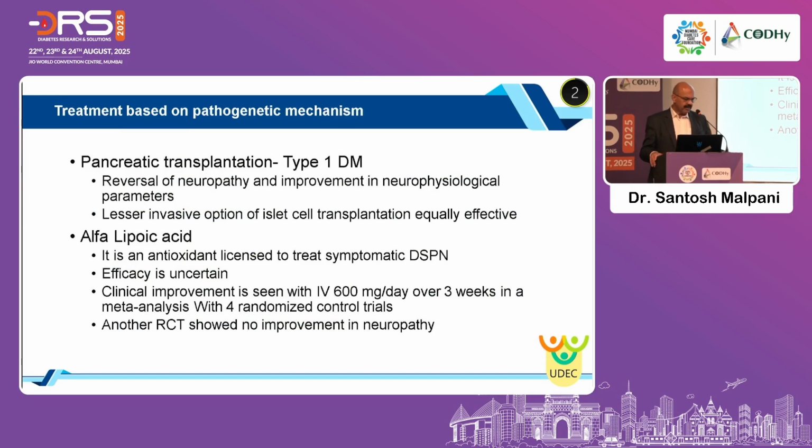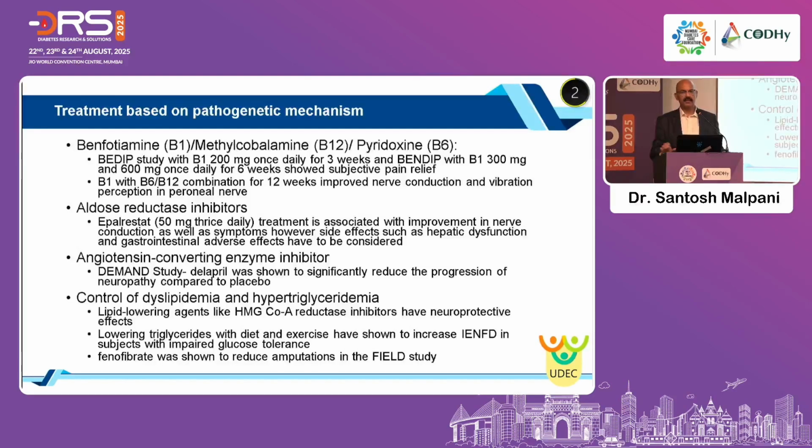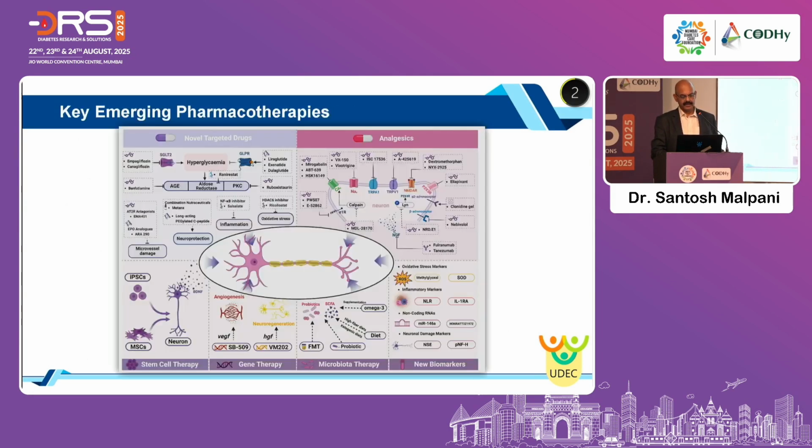As far as the pathophysiologic based treatment is concerned, it has been observed that in type 1 diabetics, when there is pancreatic transplant which is done, it has got reversal of neuropathy at any stage. Alpha lipoic acid, then the very popular combination of B1, B6, B12 has been tried. Aldose reductase inhibitor, which has been marketed nowadays very robustly, that is epalrestat, can also be tried. Control of dyslipidemia and hypertriglyceridemia should be done in any case. So these are some key emerging pharmacotherapies.